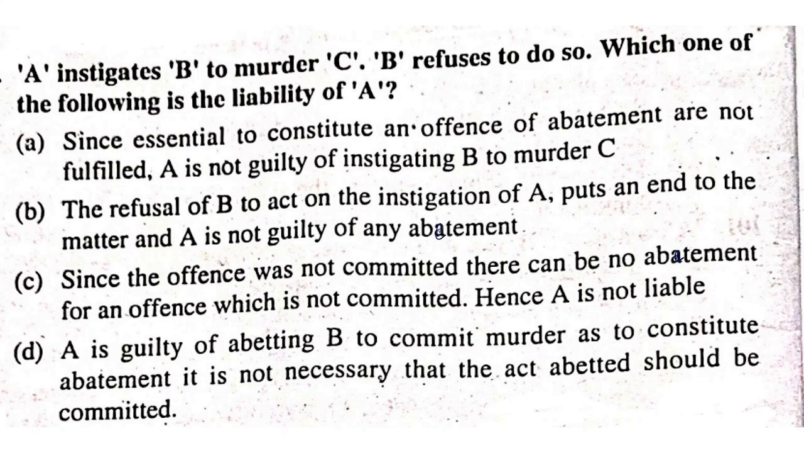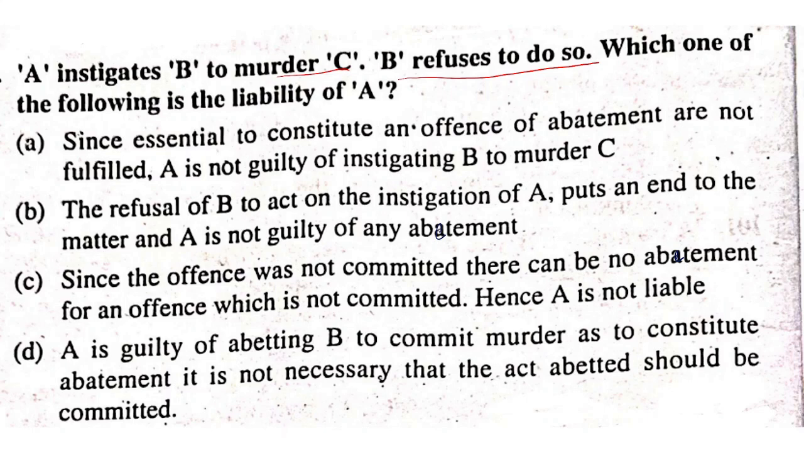Next question. A instigates B to murder C. B refuses to do so. Which one of the following is the liability of A? Since the essentials to constitute an offense of abetment are not fulfilled, A is not guilty of instigating B to murder C. The refusal of B to act on the instigation of A puts an end to the matter, and A is not guilty of any abetment. Since the offense was not committed, there can be no abetment for an offense which is not committed. Hence, A is not liable.